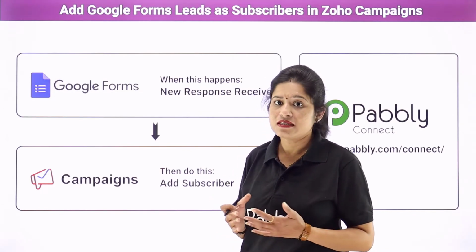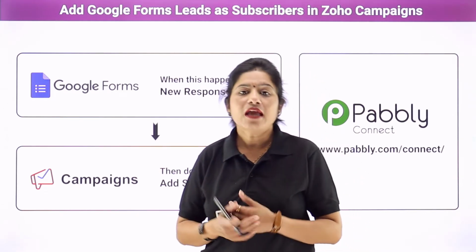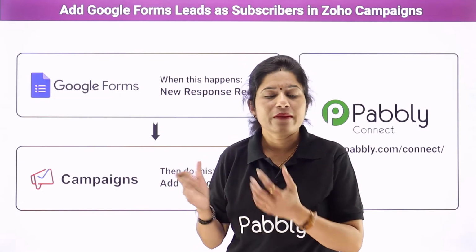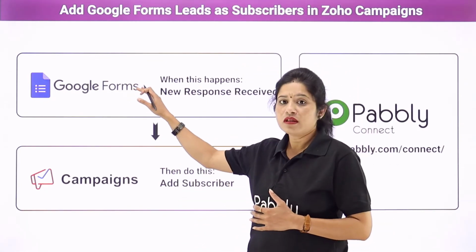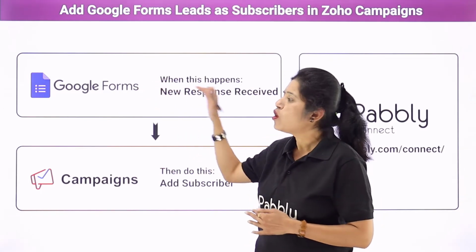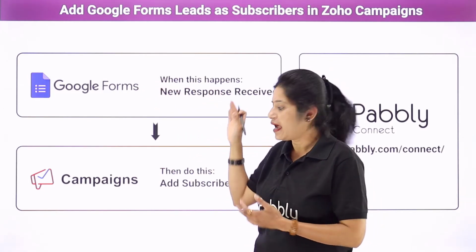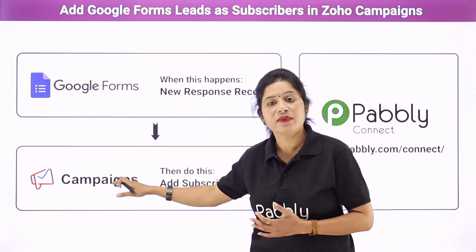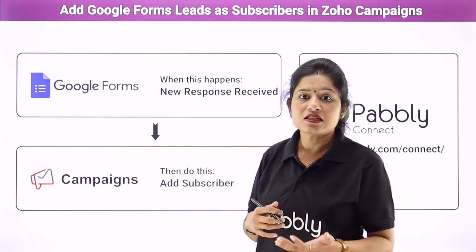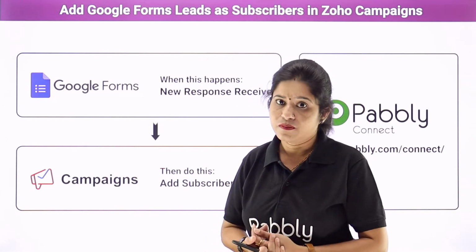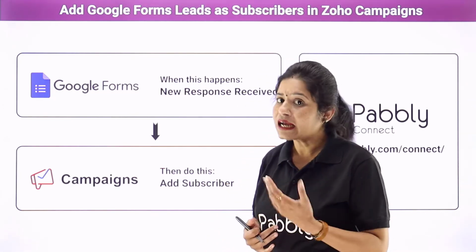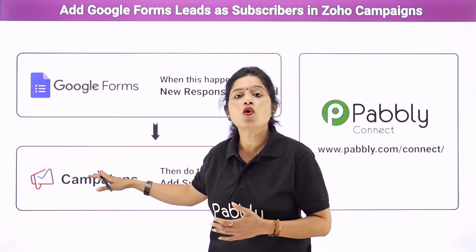So the idea here is that you are a business owner and you are using Google Forms to capture the leads. Now you want that whenever a customer fills the form that you have created using Google Forms, automatically the customer should be added as a subscriber to your Zoho Campaigns so that you can contact the customer or send emails or promotional messages to your customer. For this, we need to create a connection between Google Forms and Zoho Campaigns.